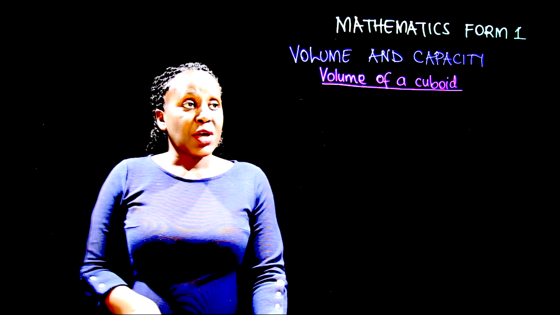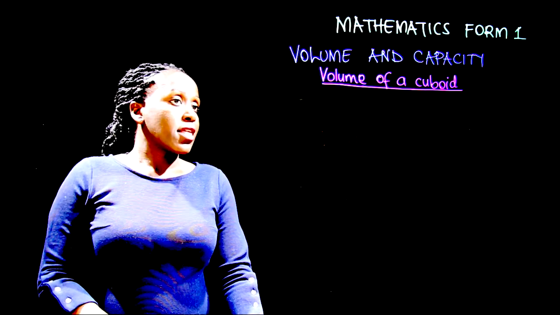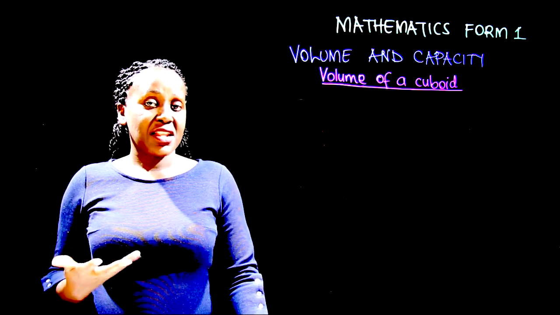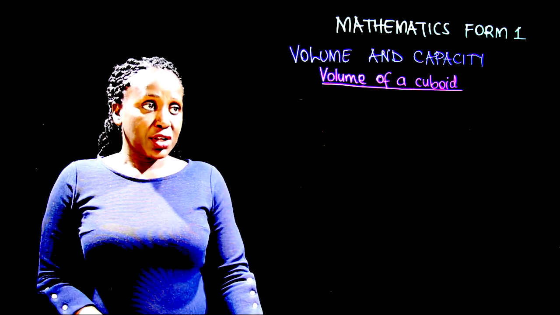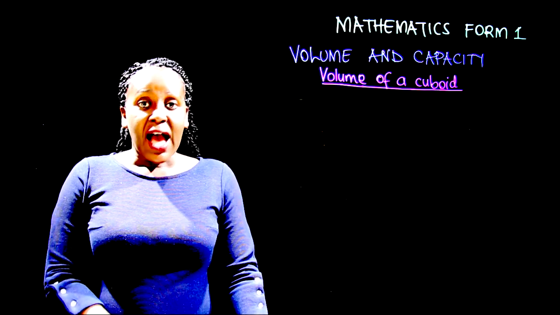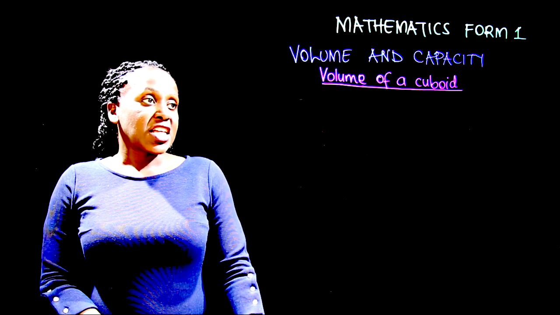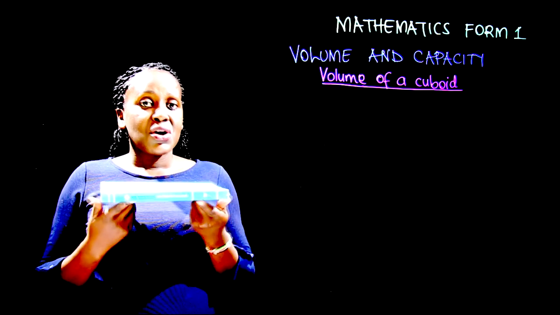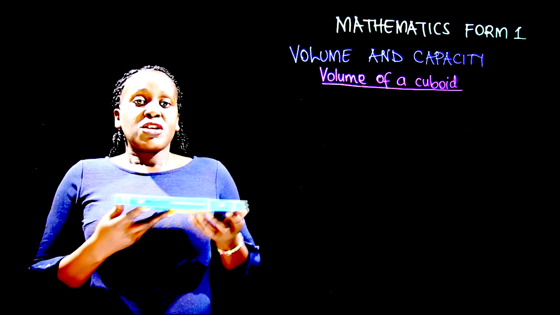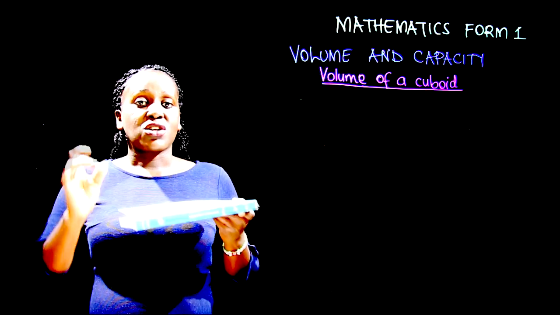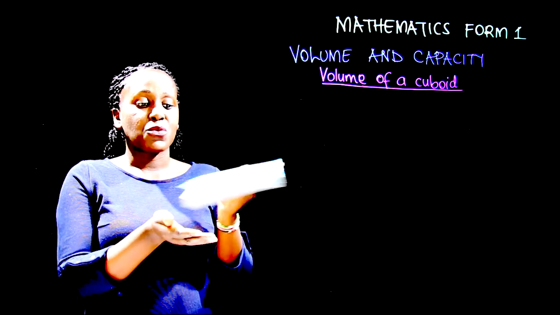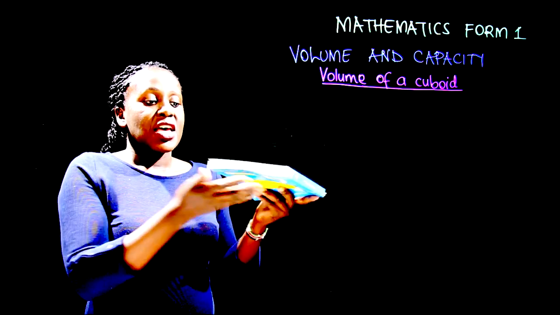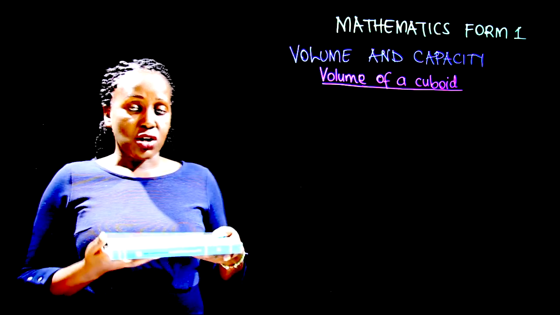To get started, we are going to begin by looking at the volume of a cuboid. Do you know what a cuboid is? Have you ever seen a solid that is in the shape of a cuboid? If you look around you, are you able to see anything that is in the shape of a cuboid? As for me, I have a book, and this book is in the shape of a cuboid. You notice that this book has got 6 faces. This face, which is also equal to this one, the top face, which is equal to the bottom face, and then the 2 side faces, which are also equal.